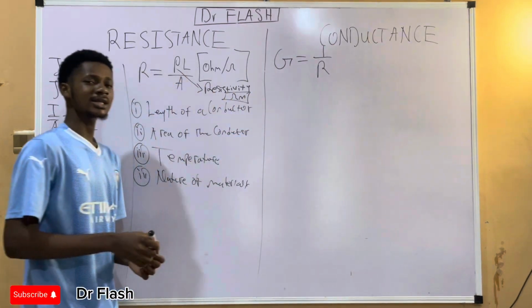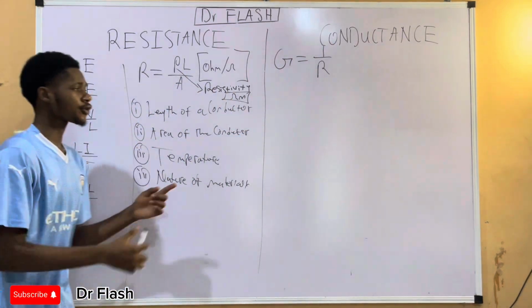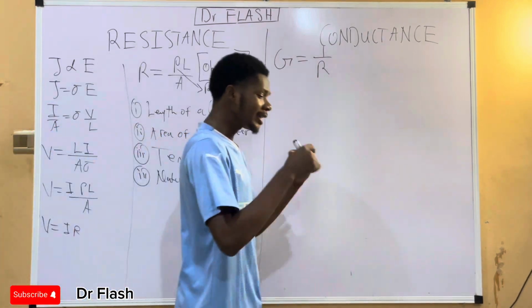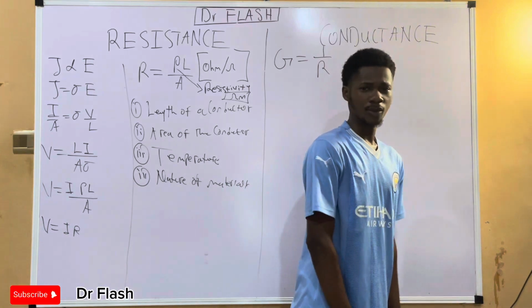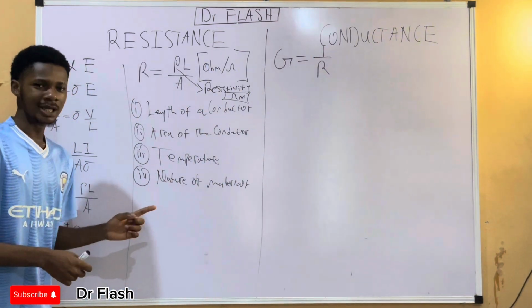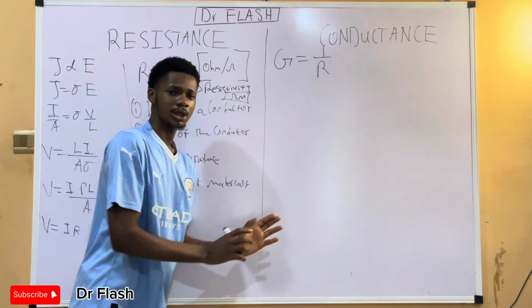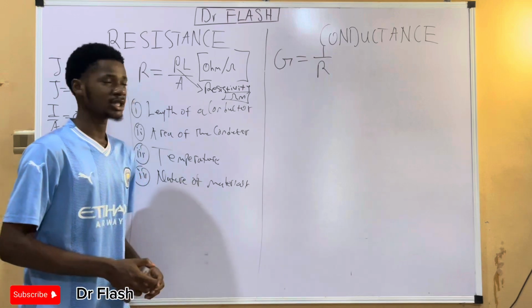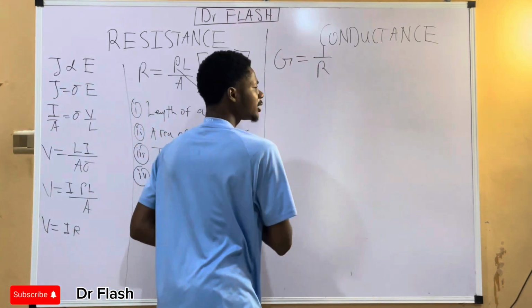So where resistance is the opposition to the flow of current that is traveling through a conductor, conductance is the inducement of that current. Resistance opposes the current, and conductance helps the current to flow through the wire, and it is the reciprocal of resistance.